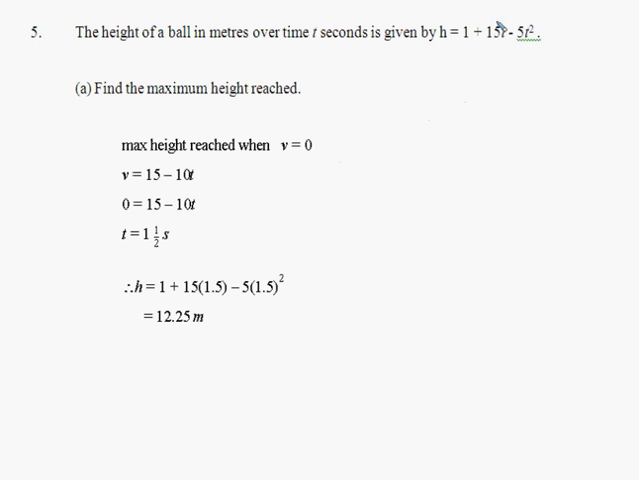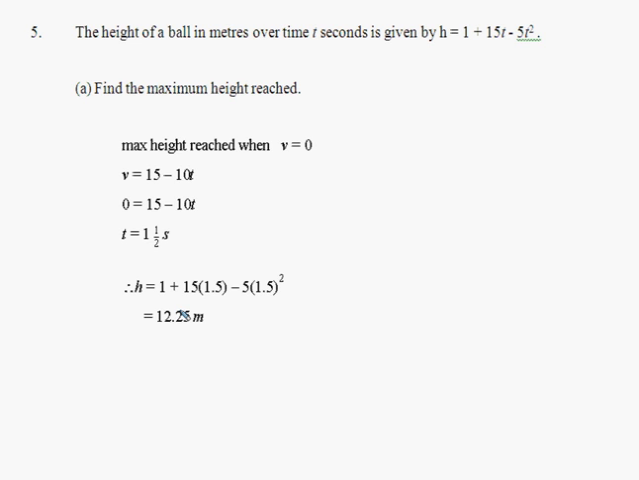So if that's the case, derive this function to get our velocity. That just gives us 15 minus 10t. Once we solve this equation, we get the maximum height reached at 1.5 seconds. So substitute t back into our function, and the maximum height would be 12.25 meters. So that's how we're going to find it.